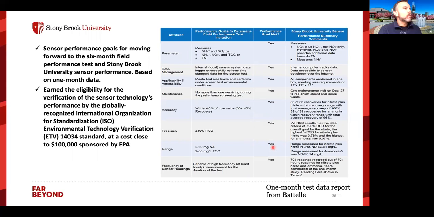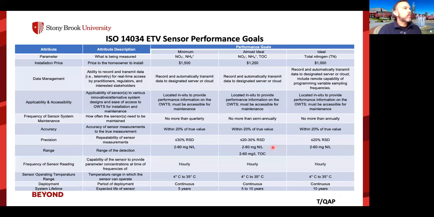So this test was postponed several times because of the pandemic in 2020. It started from November 2020. Okay, so this is the sensor performance goal for the ISO test.